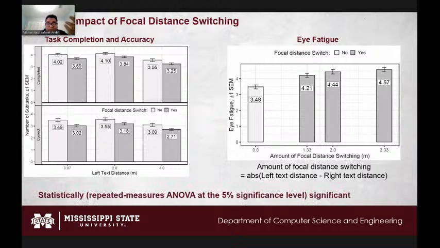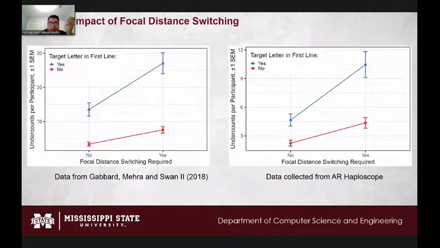And these findings are also supported by the statistical analysis. So this is, I think, at least for me, one of the coolest findings of our experiment. This is not the same graph; these are two different graphs. The left graph is from the data from Gabbard, Mayer, and so on, and the right graph is from the data from our Haploscope, and it's showing the interaction effect. I mean, a similar interaction effect in both experiments.